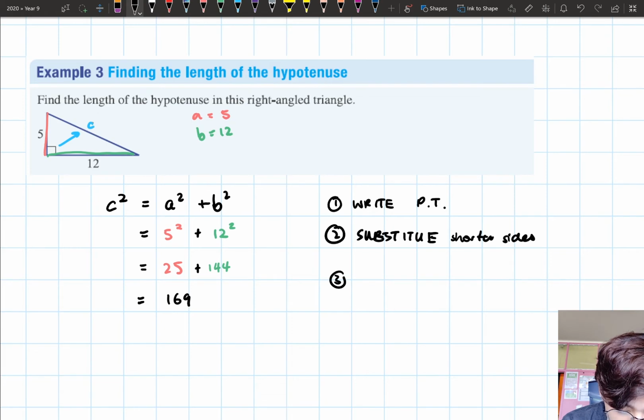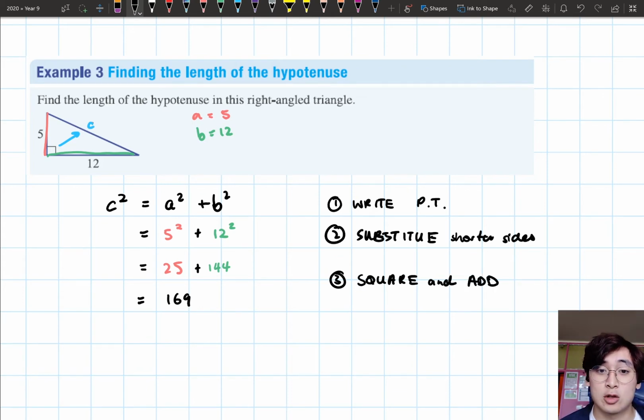So this is the third step. Square and add. So that's what I've done in these next two lines here. I've squared them and then I've added them together. So I've squared 5, so I got 25. I squared 12, I got 144. And I added those two numbers together, which gave me 169.